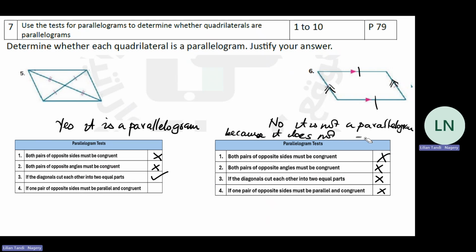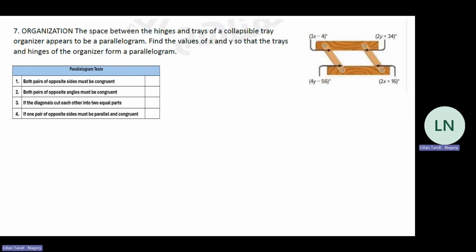It does not pass all my 4 tests. It does not pass any of the 4 tests. Okay? All right, we move on.